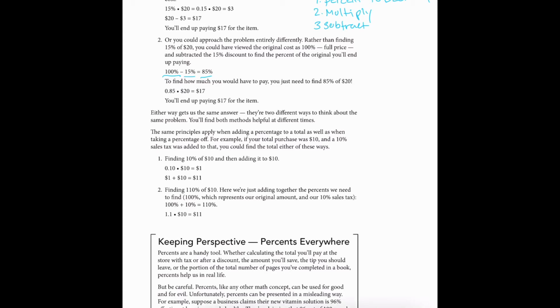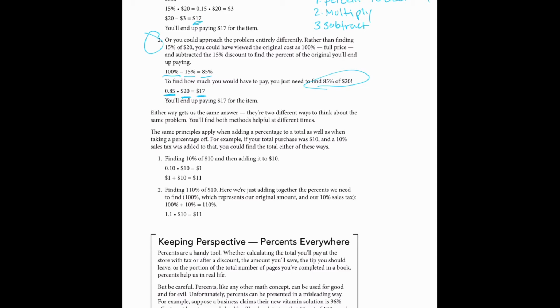All right. Now to find out how much you would have to pay, you just need to find 85% of 20. All right, so here we go here. And 85%, we turn it into decimal, times $20 equals $17. And that is the same answer as this one, okay? So if you think this way is easier, number one is easier, then do number one. If you think number two is easier, then do number two. Both of them get you the same answer, all right?